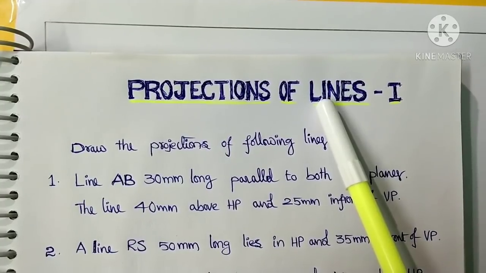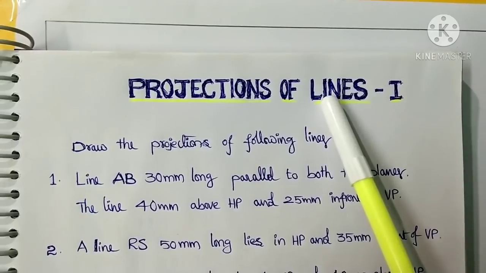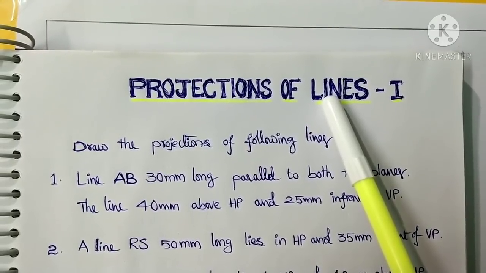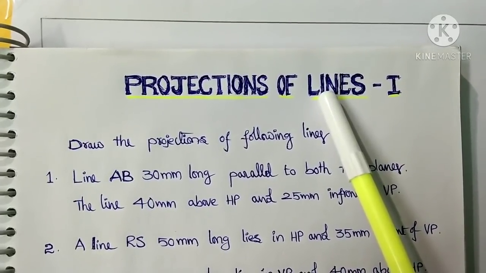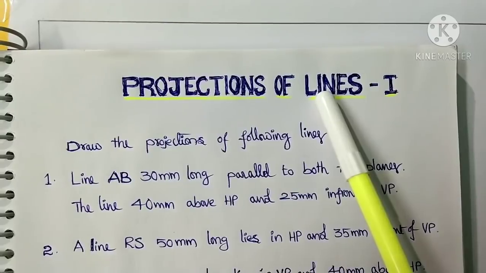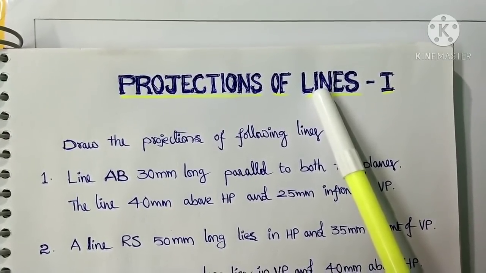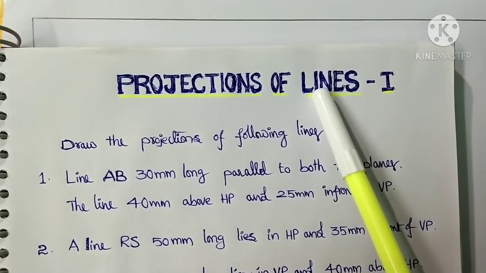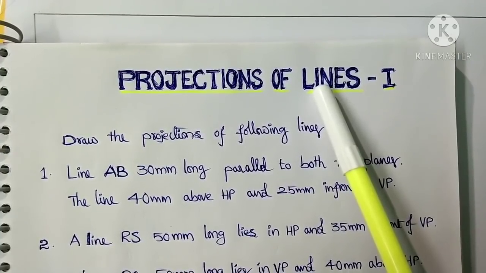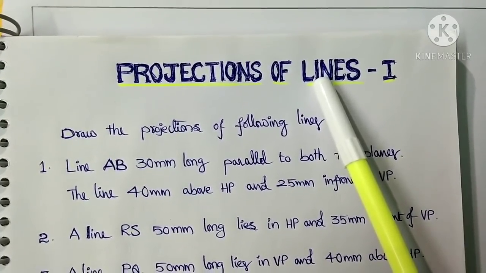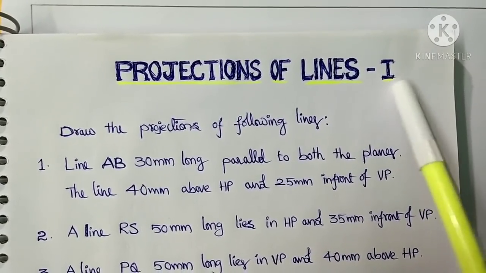Mainly, we have seen four categories. Out of those four, in this particular sheet, we are going to solve the problems from the first three main categories. And the last one, that is line inclined to both horizontal plane and vertical plane, we can see the problems according to the particular condition in the next sheet. So out of those four categories, we can see the first three categories in this particular sheet. That is why here I kept projections of lines 1.